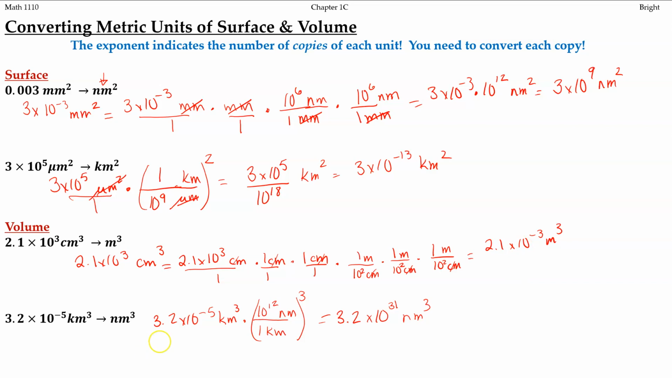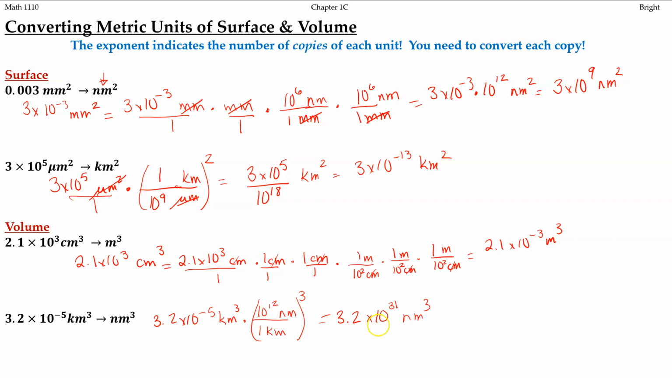The second one, same sort of process, but I did the shorter method. So 3.2 times 10 to the minus 5, that's what we started with, and then I converted kilometers into nanometers, and there we go, remembering the exponent of 3. Now, how did I get 31? Well, remember, distribute the exponent, right? So it would be 10 to the 36th, and then you take away 5 of those, so 10 to the 31.